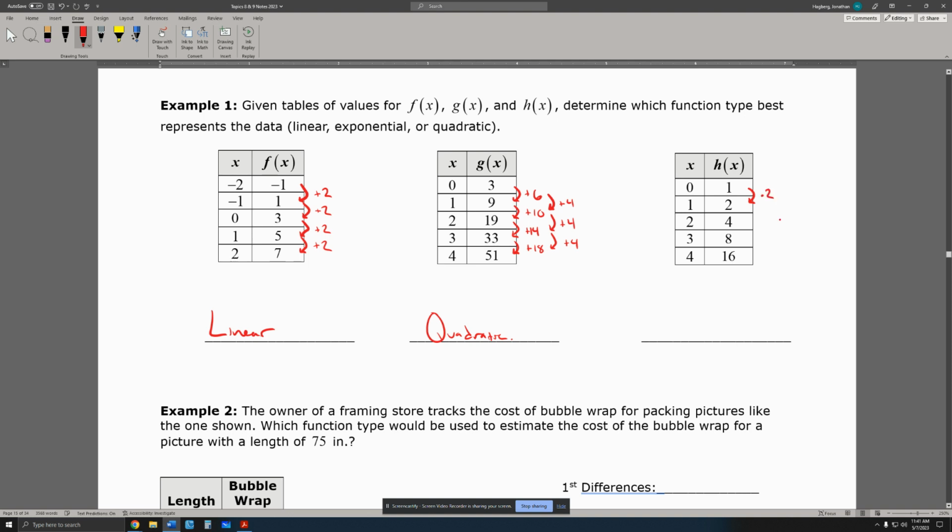Well, to get from 1 to 2, we multiply by 2. 2 to 4, we multiply by 2. And each time we're multiplying the outputs by 2. So because we have this common ratio, we're multiplying by the same amount. This is exponential.